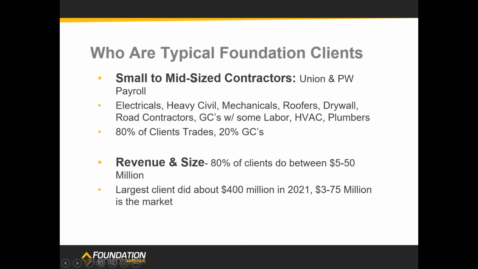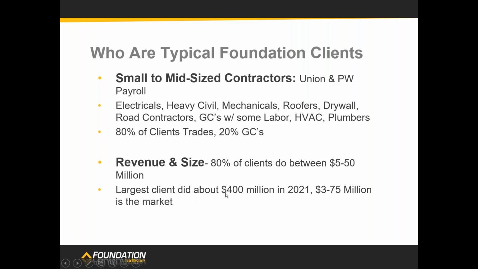So typical Foundation clients, small to mid-size, union, prevailing wage. We like the trades. So we like the electricals, the civil, the mechanicals, and so on. General contractors, sure. The paper pushers of the world, construction management firms, not who we're chasing, but if you're doing construction, that's really what we cater to. But you can see out of our client base, it's about 80% trades and about 20% GCs. Most of those will have some type of labor, again, versus the paper pushing construction management firms. So 5 to 50 million is really our bread and butter on the Foundation side of things.